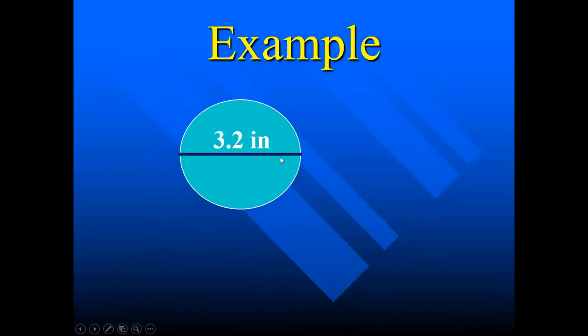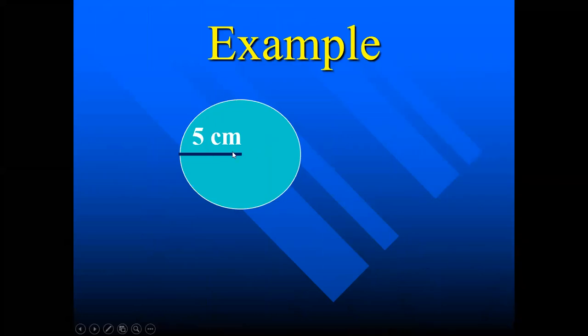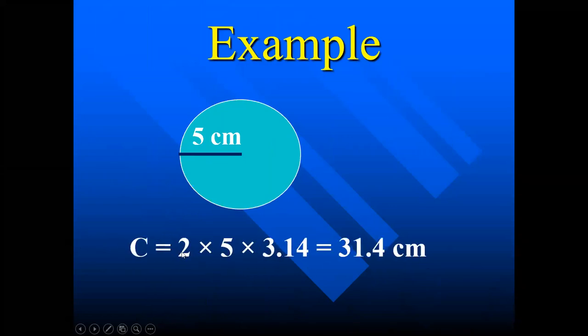Here we have diameter. If you have diameter, we multiply the length of the diameter by 3.14. 3.14 multiply diameter 3.2. The result will be 10.048. In this circle, we have radius. If we have radius, we multiply 2 multiply the length of the radius, 2 multiply 5, multiply by 3.14. 2 multiply 5 equals 10. 10 multiply 3.14 equals 31.4.